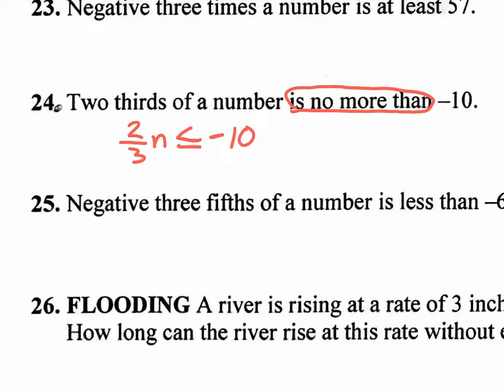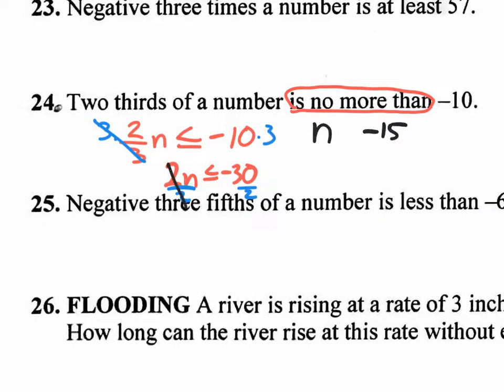And of course, to solve this thing, you get rid of the fraction, multiply by 3. What you do to one side, do to the other side. It cancels out. You will have 2n is less than or equal to -30. Final step would be to divide by 2, divide by 2. Then you end up with -15, because -30 divided by 2 is -15, and you have an n right here because the 2 is canceled out.